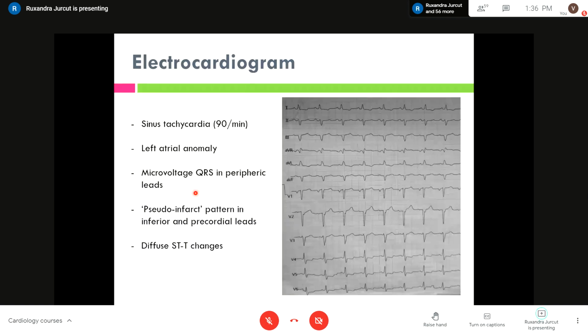This is what we call the pseudo-infarct pattern. As you can see here, V1, V2, V3, there is no R wave. And this is like after an anterior or anteroseptal infarction, STEMI, but it's not this, it's just due, again, to the infiltration of the septum and the myocardium.